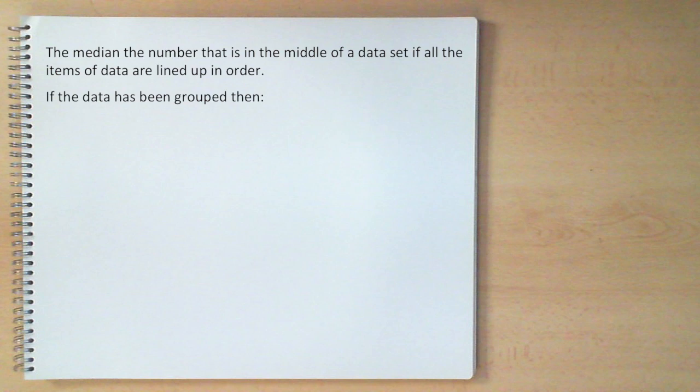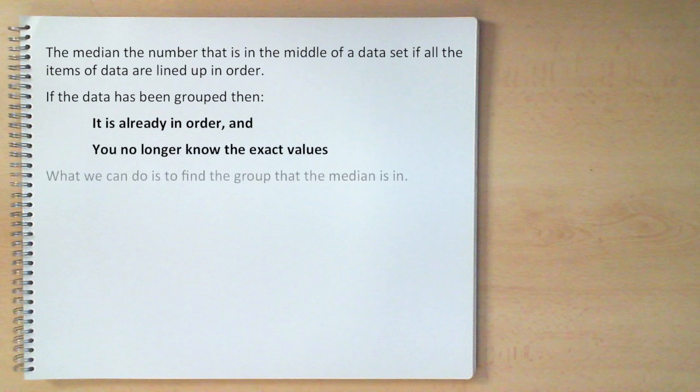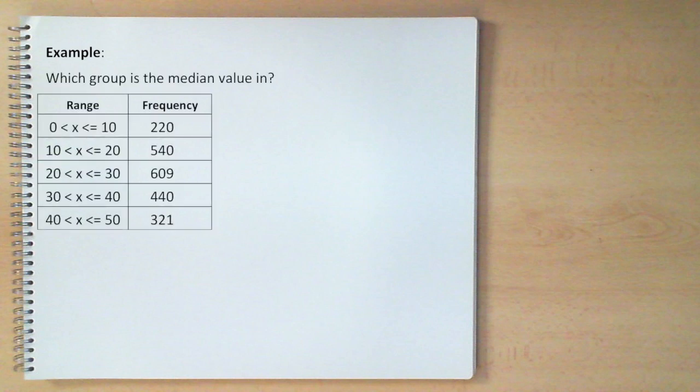If the data has already been grouped though, we've got two things to remember. First of all, it's already in order, which is really helpful. But secondly, you no longer know the exact values that are in the data set anymore. You only know which group the values are in. So let's go for an example to make sure we know how to do that. So we want to know which group is the median value in from this set of grouped data.